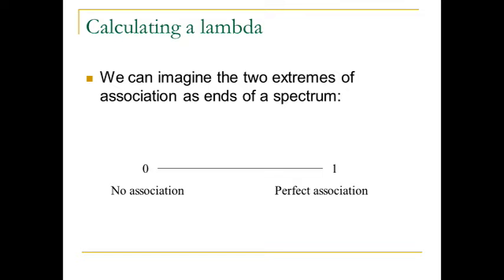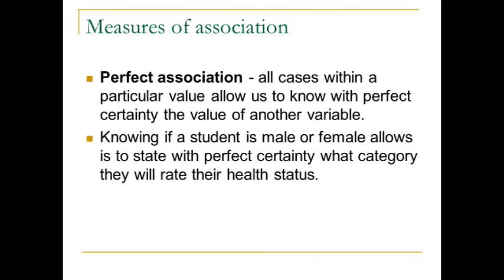To think about how we calculate a lambda, the first thing that we should imagine is a spectrum with two ends of association placed at each end. On one end is no association. There is no relationship at all between these variables. On the other hand, you could have a perfect association. Knowing information on one will give you perfect information on the other. We're going to be using this notion of the perfect association to help us estimate the strength of a relationship.